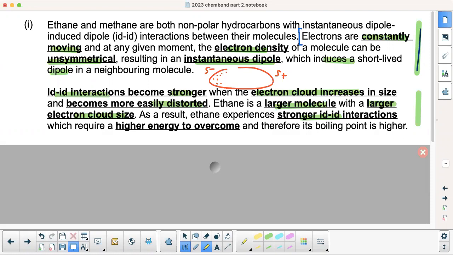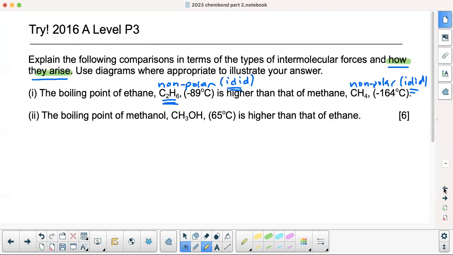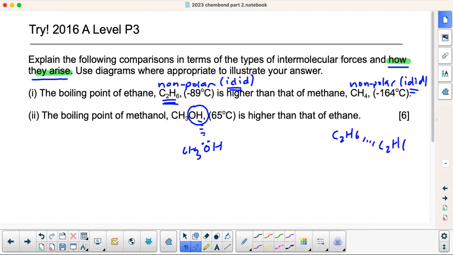Okay, let's look at the next part. The other one. Also, you can fill in the blanks. I think it shouldn't be that difficult. The boiling point of methanol is higher than that of ethane. Okay, so this is pretty obvious, right? Because methanol actually has H attached to the O. So if you can see that, you probably know that methanol already has hydrogen bonds. But ethane is just C2H6, so C2H6 and C2H6 is just ID-ID.